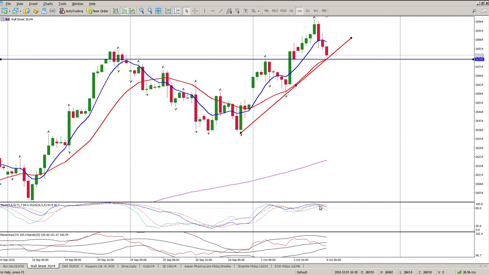So I would expect a little bit more downside. It would be nice to see the 4 hour group like this on the oscillators, and that would give us a fairly good indication that we can get in for another swing trade to the upside.